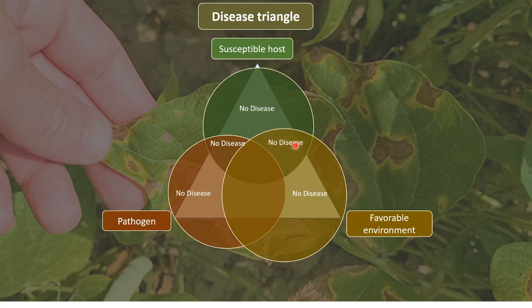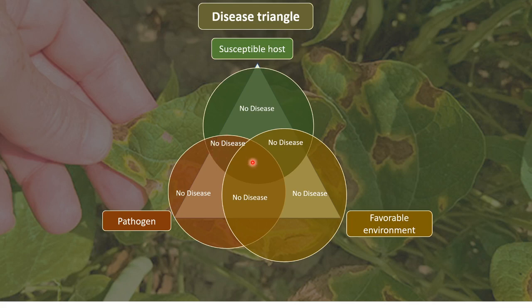Similarly, when these two factors are present, that is pathogen and favorable environment, the pathogen has the favorable environment but there is no susceptible host. So when there is no susceptible host, again there would be no disease. So this means that each of these three factors, that is pathogen, susceptible host and favorable environment, when present alone cannot cause disease. When any two of these three are present, then also these cannot cause disease, right?